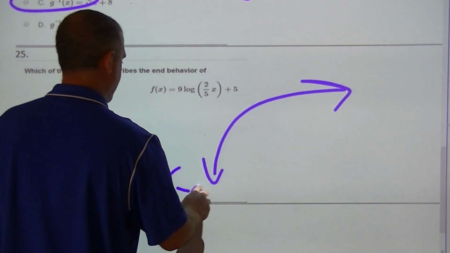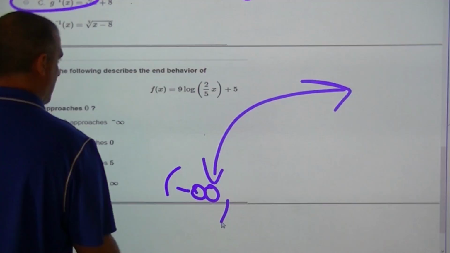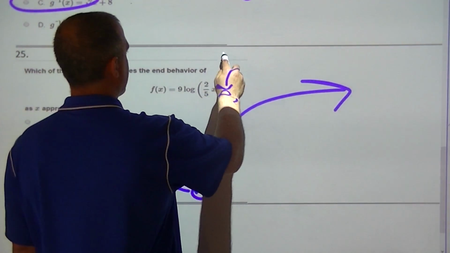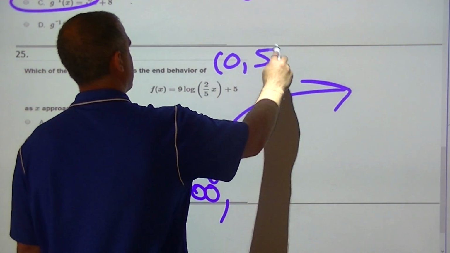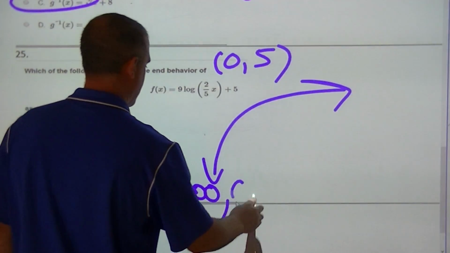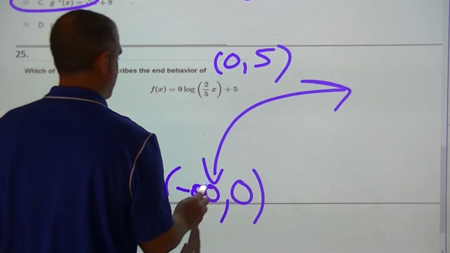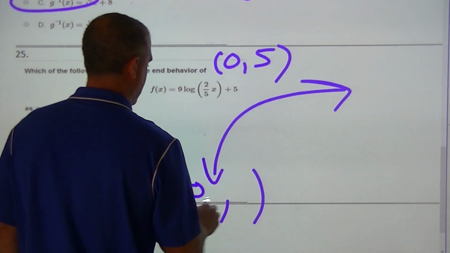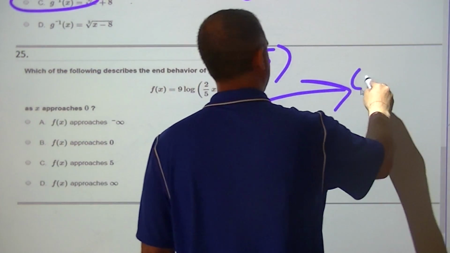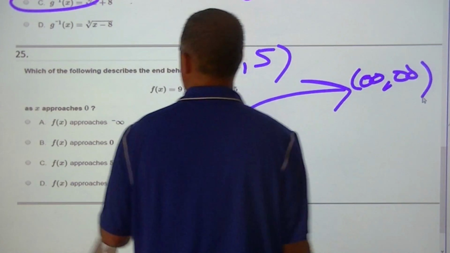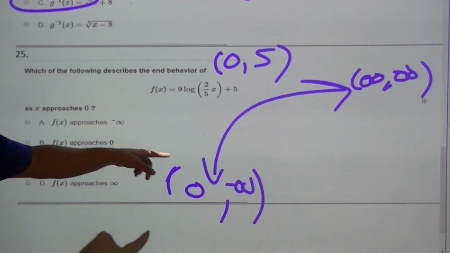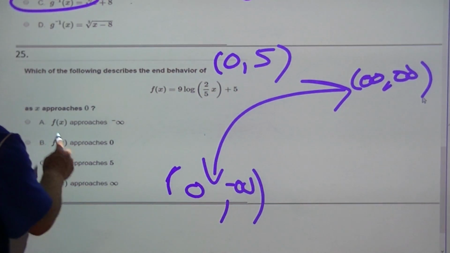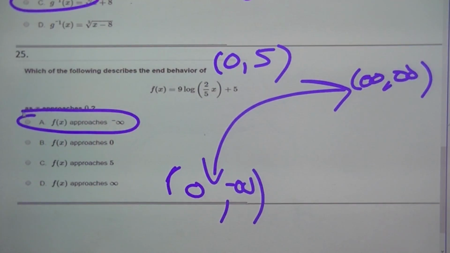Okay? So this is negative infinity. Okay? Alright? My anchor point here would be 0, 5. So this would be 0 for the, oh sorry, this wouldn't be negative infinity. That would be 0 and negative infinity because it's going down. This is going to be positive, positive. So this says as x approaches 0, okay, that's going to be negative infinity. Okay?